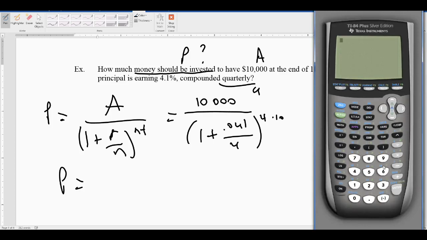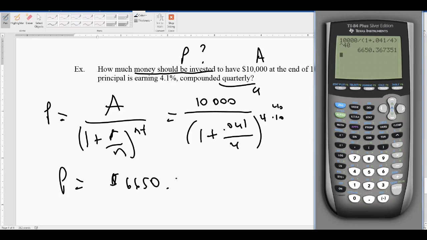So on this one, you have to be a little careful. Let's see, just do 10,000 divided by open parentheses 1 plus 0.041 divided by 4, close, raised to the 4 times 10, which is 40. So you're probably better off just using 40 there to avoid having to write down all kinds of parentheses. And you get $6,650.37 rounded to the nearest cent.